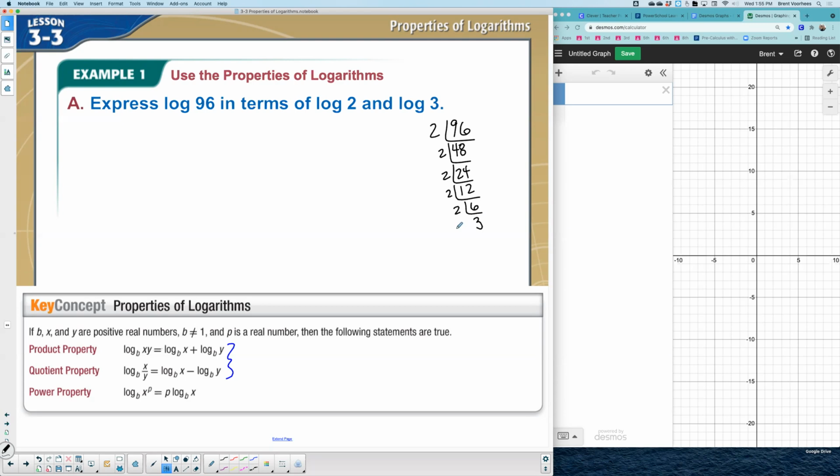Here's the one difference from last class. Today we're fine as long as it's a prime number. Last class, we only wanted 2s. This class, we're fine if it's prime. 3 is prime. We're good. Here's what we just established. 96 is equivalent to 2 times 2 times 2 times 2 times 2, which is 2 to the 5th power, times 3 to the 1st power. So you can just leave it as a 3. So step 1, I'm going to call this simplify. We're going to say log of 96 equals log of 2 to the 5th power times 3.